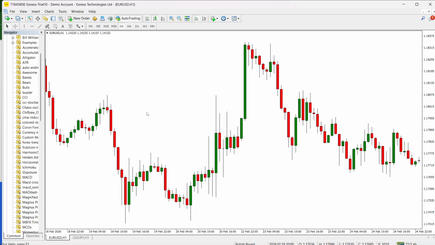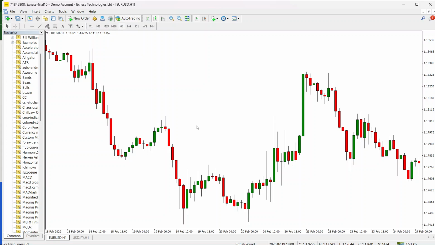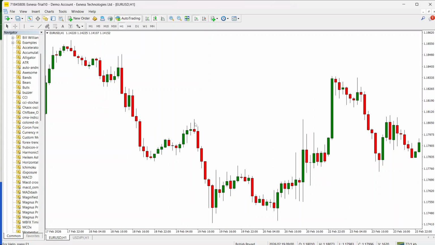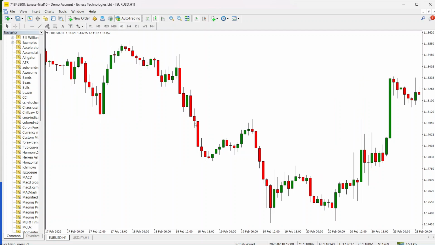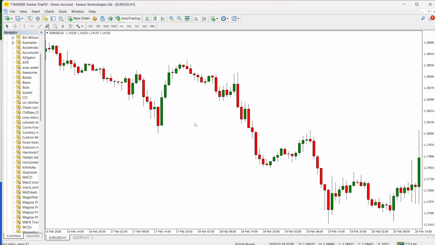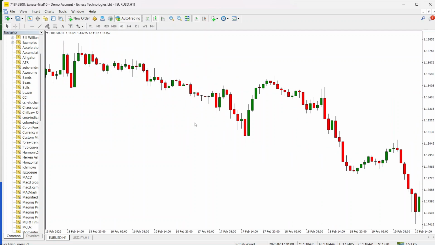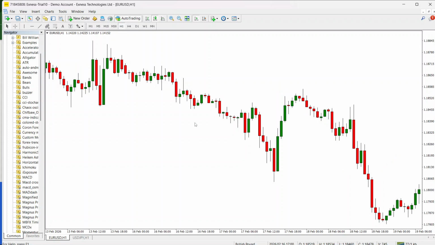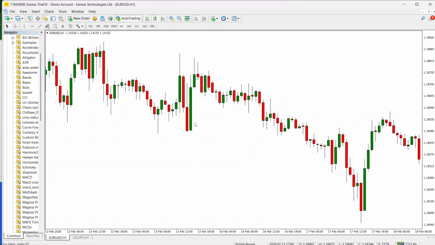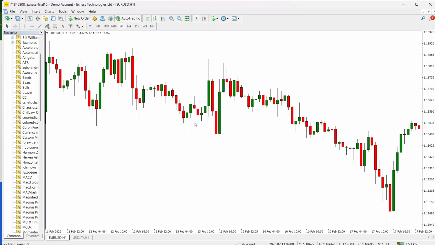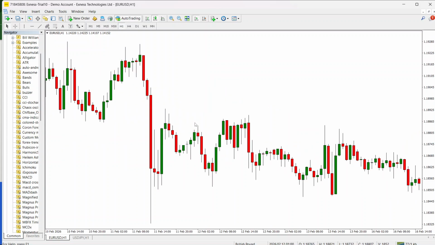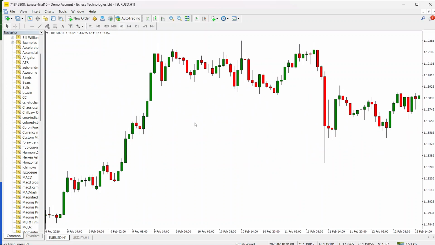Pairs like the Euro USD, which is on the screen, account for roughly 24% of daily forex volume. USD Japanese yen at around 13%, Great British Pound USD is about 9%, Australian dollar USD is near 7%, and USD CHF is at approximately 4%. And these are the most liquid currency pairs in the market.